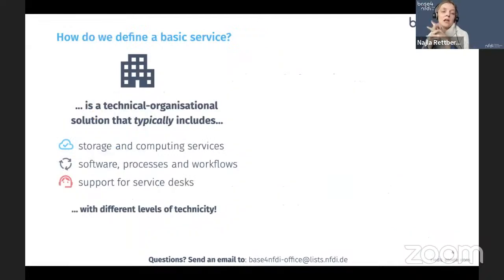A lot of people ask what exactly is a basic service, and that's not completely black and white, but of course it should be something that's offering a core technical service along the lines of storage or computing, or perhaps software development, processes, workflows. It could also be around training, research data management, perhaps service desks, but it should have a level of technicity about it. That again can be discussed within the sections and the working groups of the sections, or indeed any of these questions can be addressed to the BASE team.